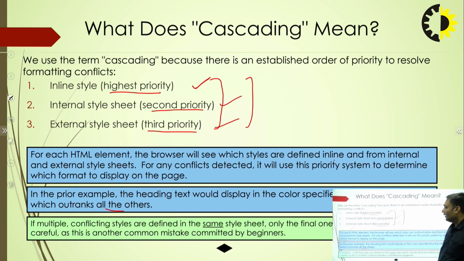And if multiple conflicting styles are determined in the same style sheet, the final one will be applied. If we are writing different rules inside the same file, then the last one will get higher priority and that will be applied to the HTML document. But we should take care of all the CSS rules that we are writing inside the inline, internal, or external sheets, and then only the browser will process this. Thank you all.